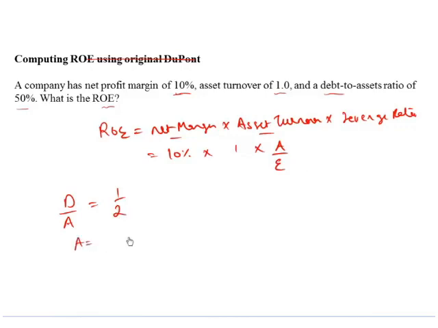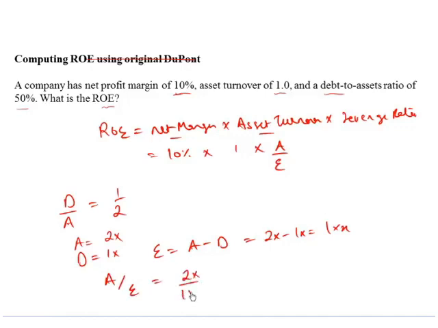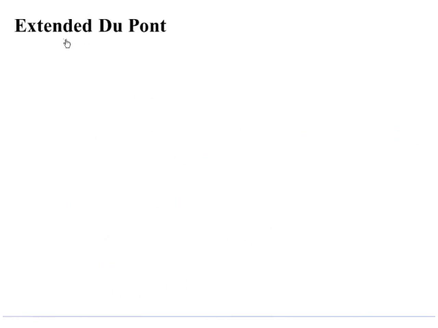So if we assume that assets are 2x, debt is 1x, then equity can be calculated as assets minus debt, that is 2x minus 1x equals 1x, which will give us the assets upon equity as 2x upon 1x equals 2 times. Or the ROE can be calculated as 10% into 1 into 2, that is equal to 20% for this company. Now I can further break down the original DuPont to derive the extended DuPont.